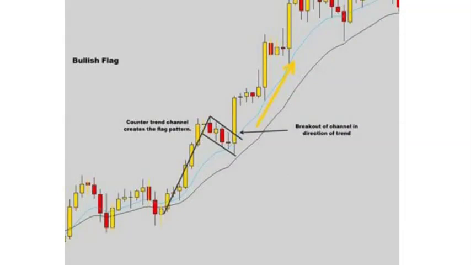Flags form when the market makes a pullback during trending conditions and are used as trend continuation patterns. The counter trend movement creates a small channel. When price breaks the channel in the direction of the trend, the continuation trade is triggered.